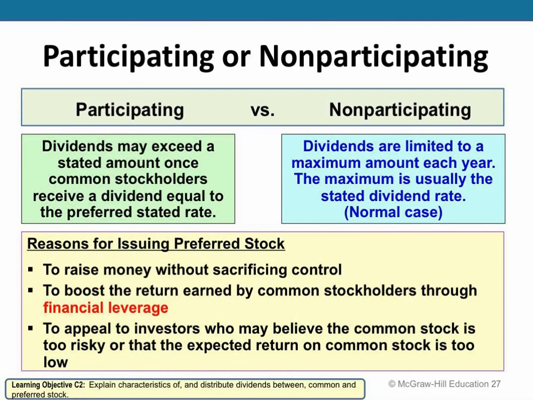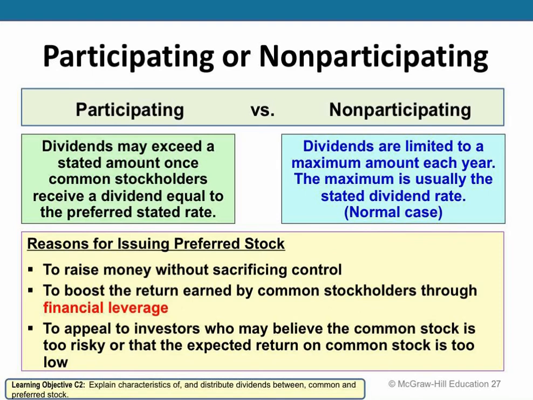So the reason for issuing those preferred shares is to raise money without sacrificing control. This is similar to the reasons we may think about issuing debt, but instead of wanting to issue debt, we may still want some of those characteristics of issuing equity. So preferred shares, to some extent, act as a hybrid between the two, or a middle ground. It's going to boost return to common stockholders the same way that using debt does through financial leverage.